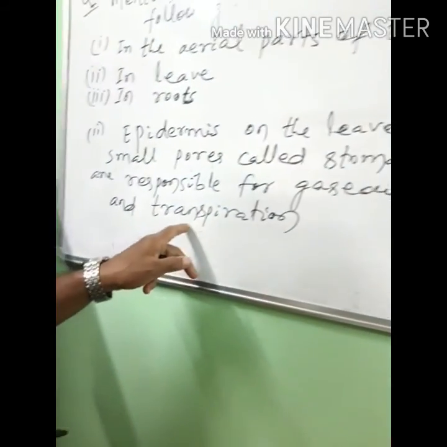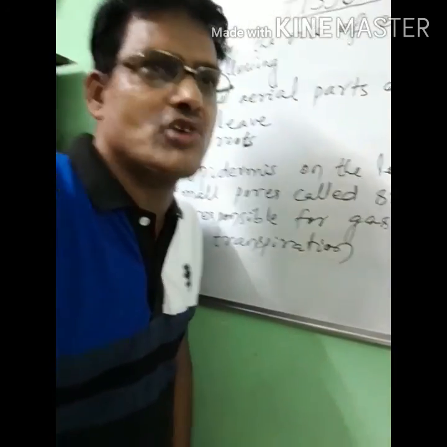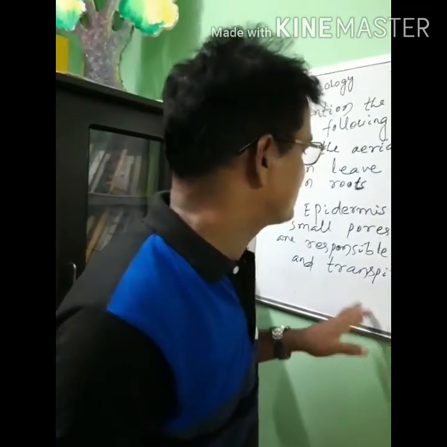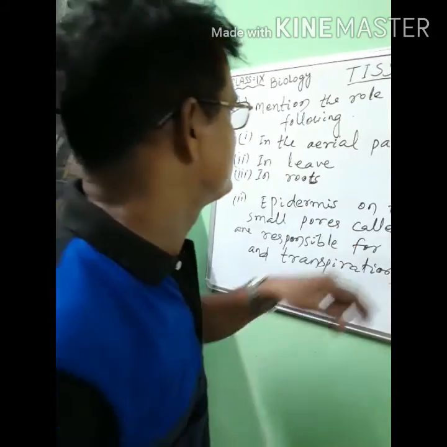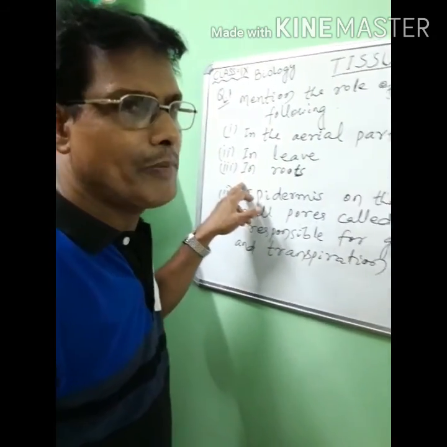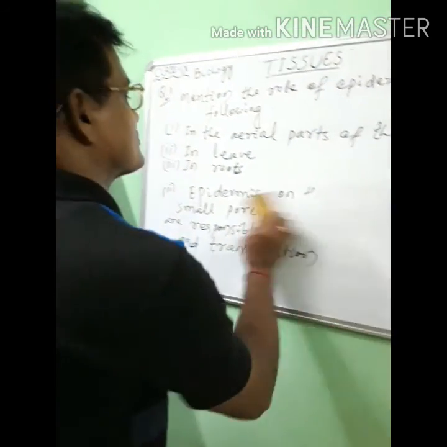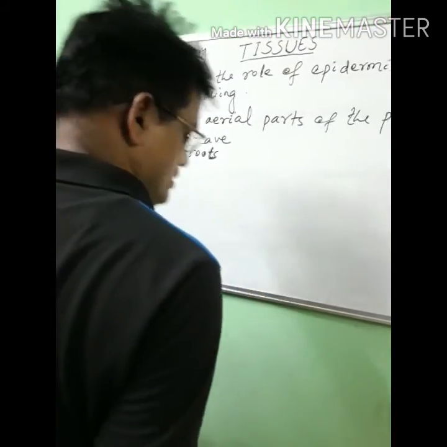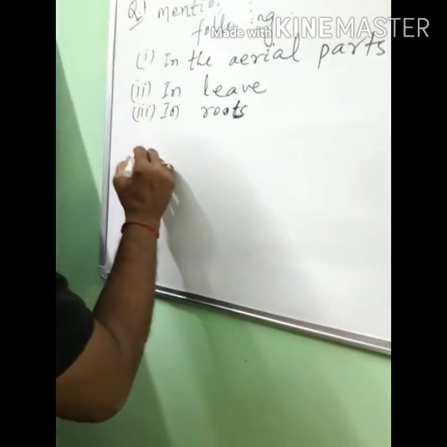Gaseous exchange and transpiration. What is transpiration? Transpiration means loss of water through the stomata, that is, small pores. This is called transpiration. So this is the role of epidermis in leaves. Next, the third one is the role of epidermis in roots.